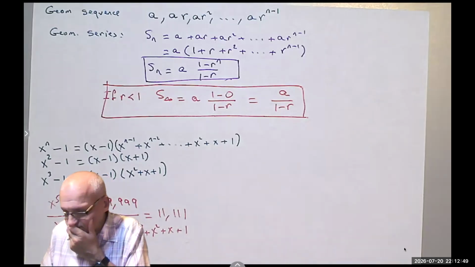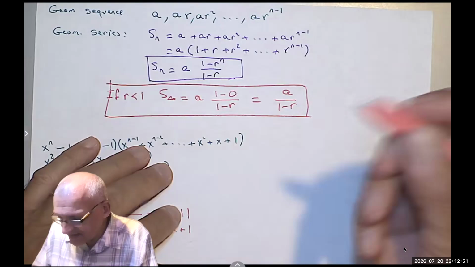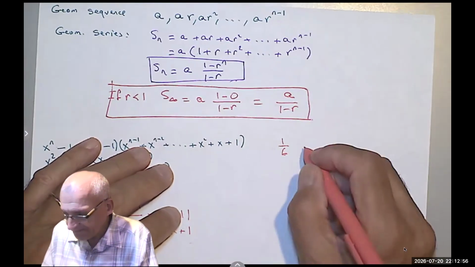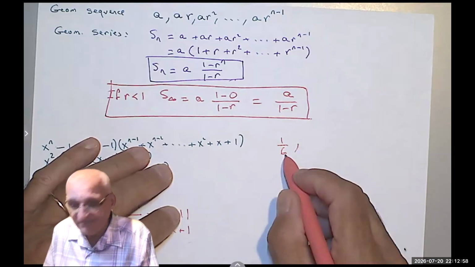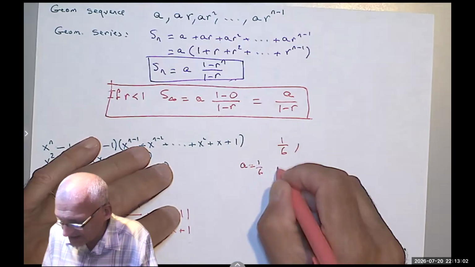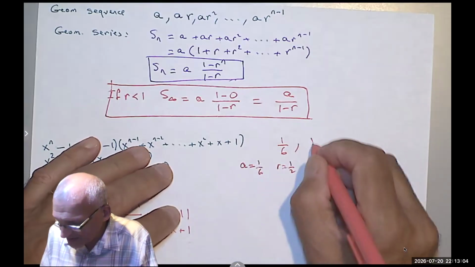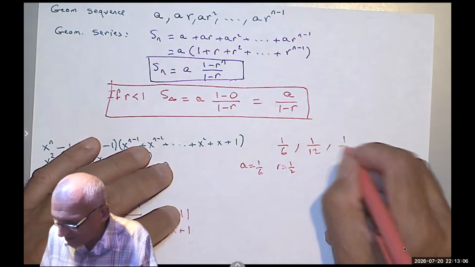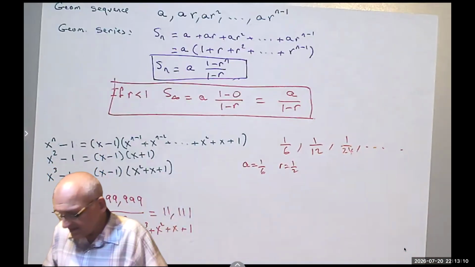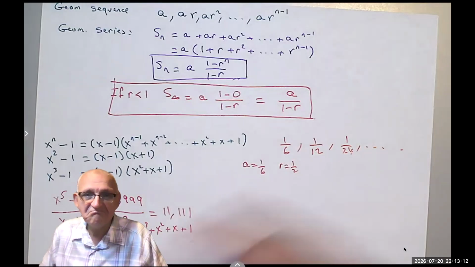Suppose I have a sequence that starts with 1/6, then I divide by 1/2. So A is 1/6 and R is 1/2. So this would be 1/12, 1/24, blah, blah, blah, till infinity. What is the sum of this series?